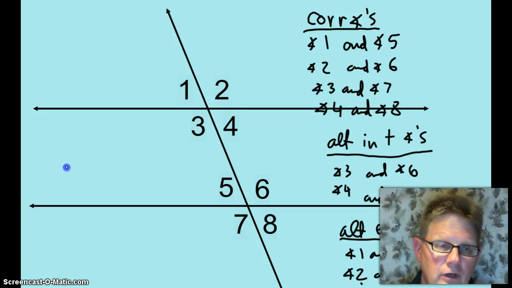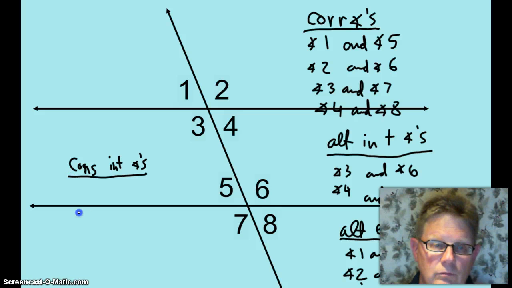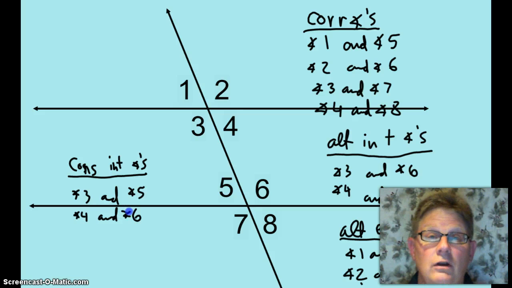And I ran out of room over there, so I'll do the consecutive interior angles. Should have 2 pairs of those. Angle 3 and angle 5. And also angle 4 and angle 6. And those are all the angle pairs for a pair of lines that have been cut by a transversal. Actually, there are more, but we'll not get to them.